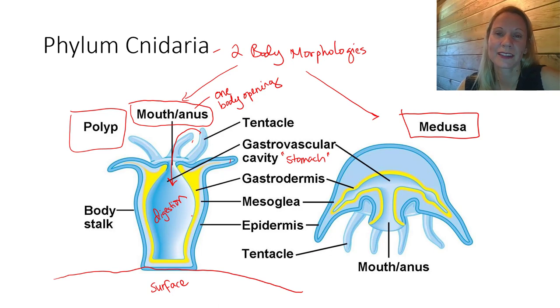The medusa form is like the polyp upside down. The word medusa comes from Greek mythology. The woman in Greek mythology, the Medusa, had snakes for hair.